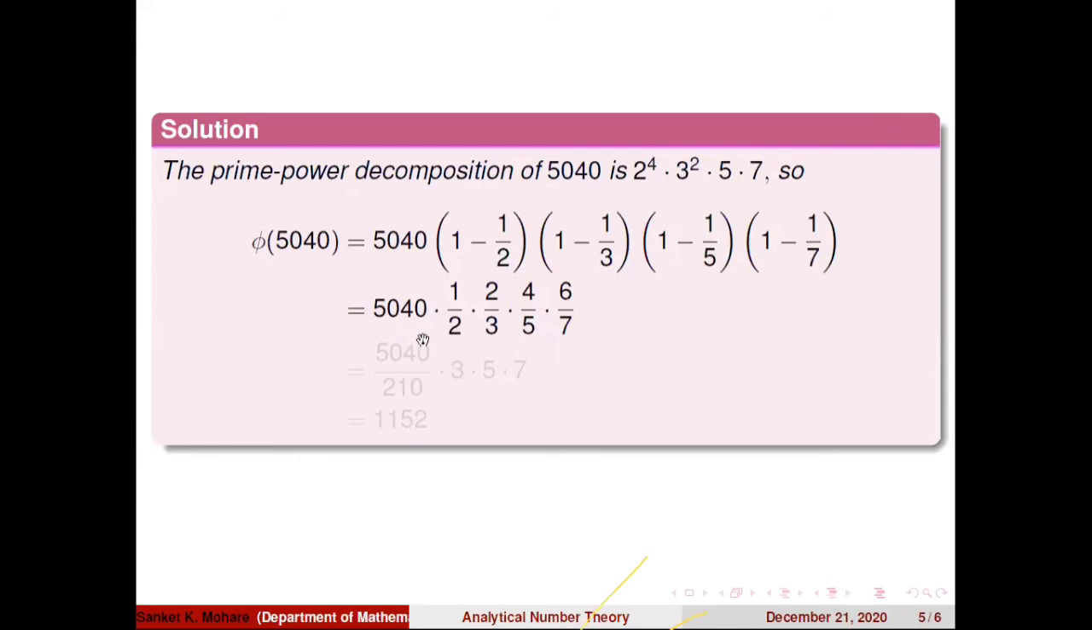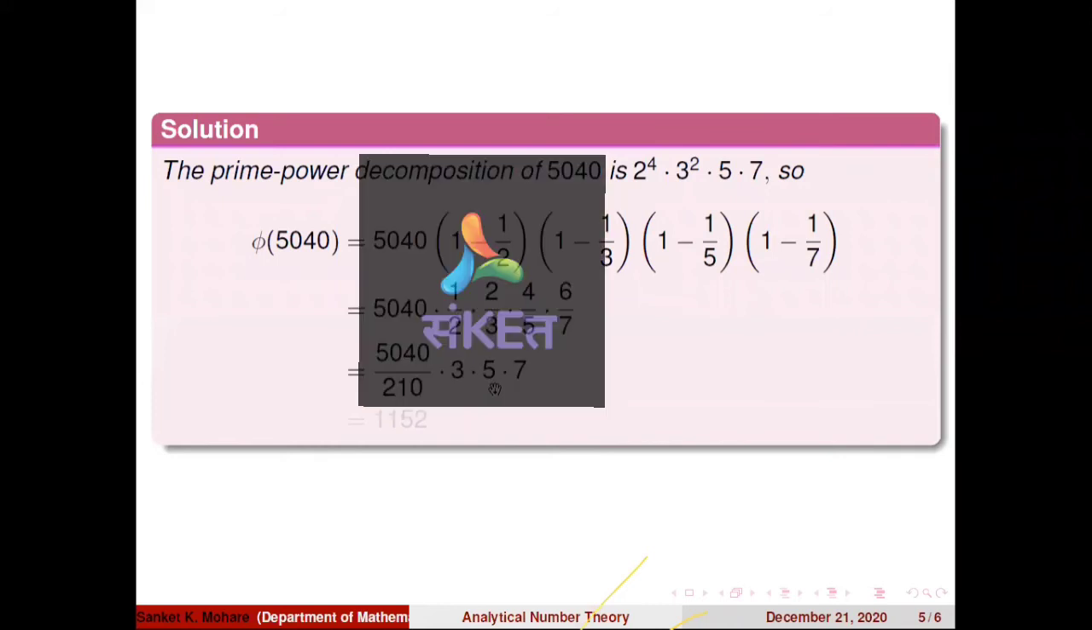So finally we reach 5040 into 1 by 2 into 2 by 3 into 4 by 5 into 6 by 7. So 2 into 3 into 5 into 7, that is 7 5s are 35, 35 2s are 70, 70 3s are 210. So this is equal to 5040 upon 210 into 2 into 4 into 6. If you calculate this, you get 1152.